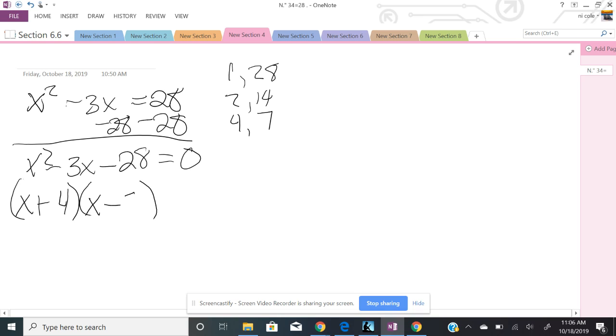So I come in, put my 4 and 7 in. Check the insides, that gives me 4x. Check the outsides, it gives me minus 7x. Sum that up, and that gives me negative 3x. So which is what I want.